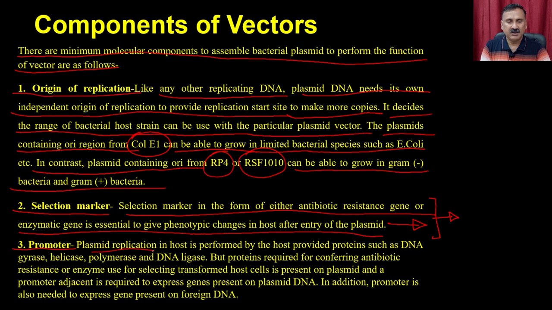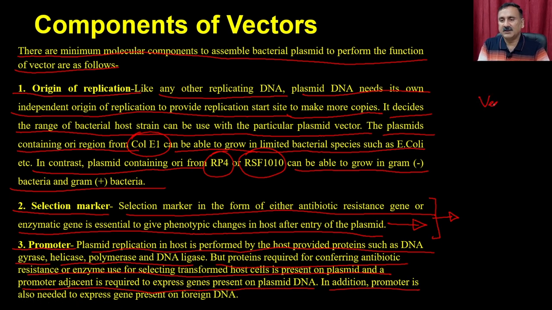So plasmid replication is performed by host-provided proteins such as DNA primase, helicase and all that. But the protein required for conferring antibiotic resistance, or the enzyme used for selection, is present on the plasmid, and a promoter adjacent to it is required to express the gene present on the plasmid DNA. In addition, a promoter is also needed to express the gene present on the foreign DNA.